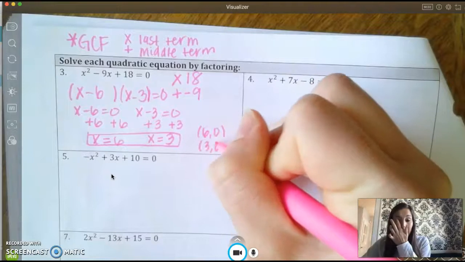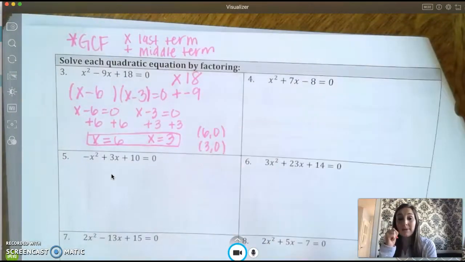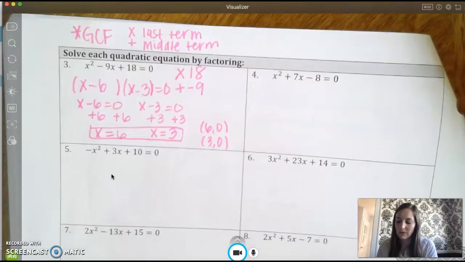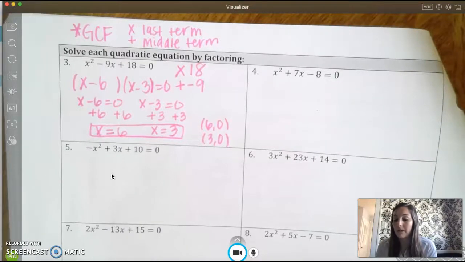Be careful on Math Excel and on our Canvas assignments if we specify that you should write it as a point, or if you're just solving, all you need to do is write x equals that value. Okay, next one here, we have negative x squared plus 3x plus 10 equals 0.